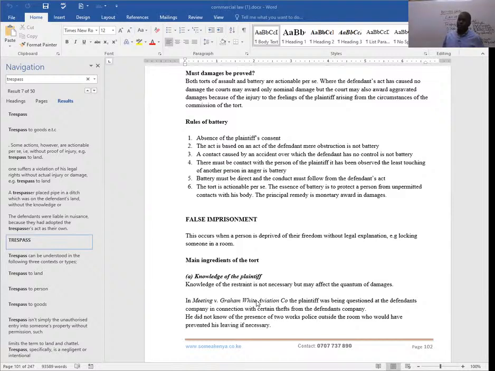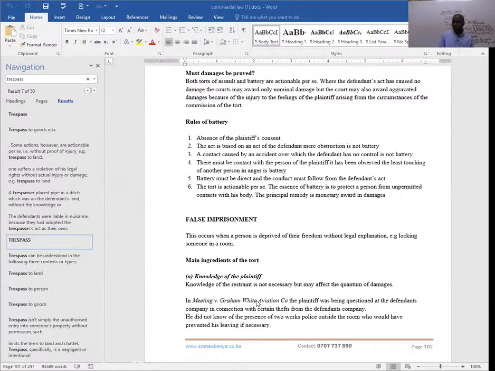So what is false imprisonment? This is the last classification under what you are calling trespass to person. Remember, we've said they are categorized into three. You can have assault, you can have battery, and we can have false imprisonment. This normally occurs when a person is deprived of their freedom without legal explanation. If a person is deprived of his freedom of movement, then in such a case the person can bring an action in a court of law known as false imprisonment.